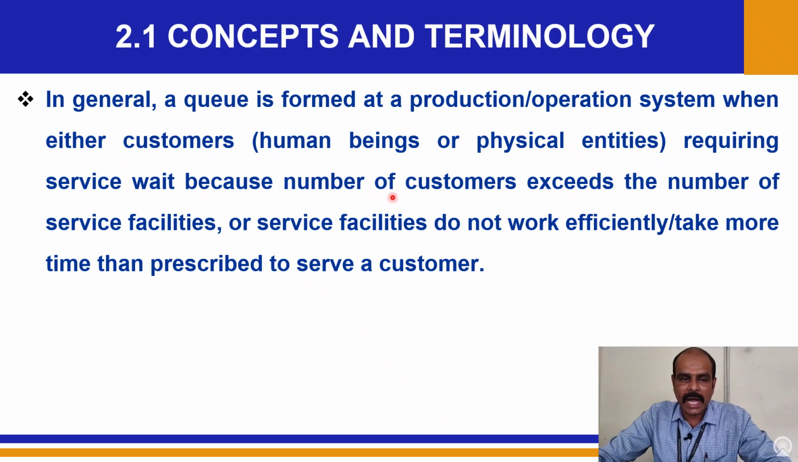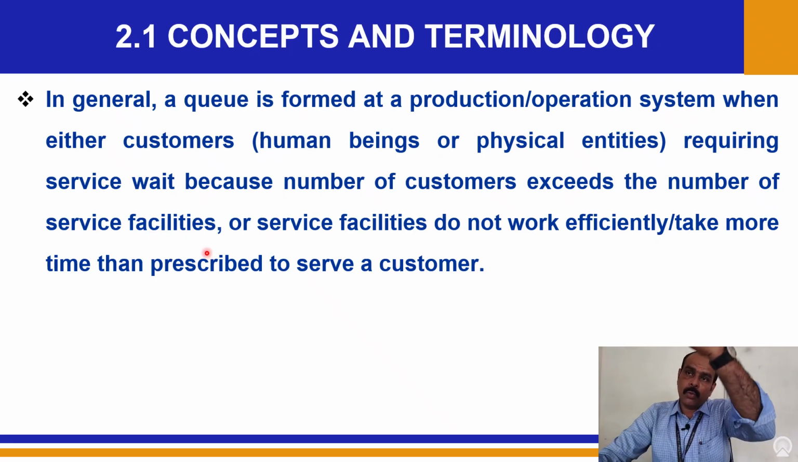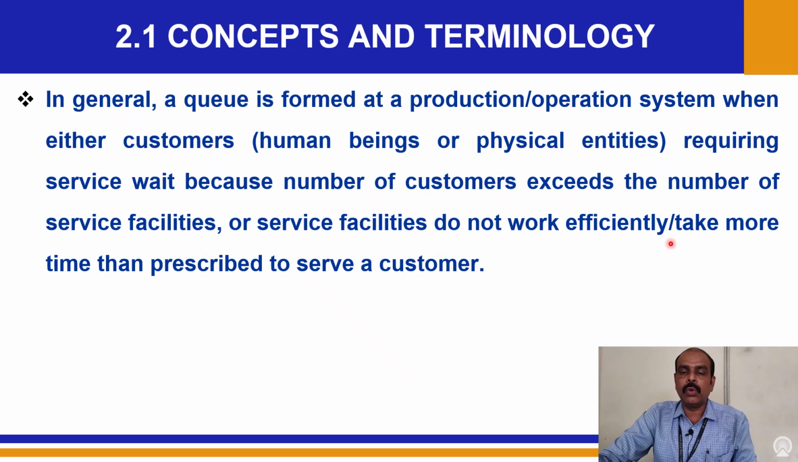So I will again go back. In general, people wait because the number of customers exceeds the number of service facilities. So only one person is going to serve, the number would have been gradually increasing, so you will not be able to do it very fast. Or the other reason, service facilities do not work efficiently, and take more time than prescribed for a customer. So everything is available but he is very slow. So these are the 2 reasons. One thing is the number in the queue is more and service facilities are lacking, and the second thing is we don't have an efficient system. So these are the 2 reasons why there is an accumulation in the queue.